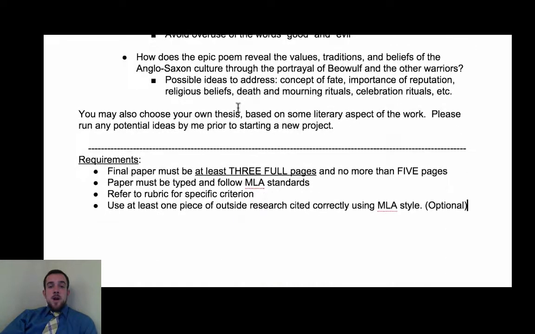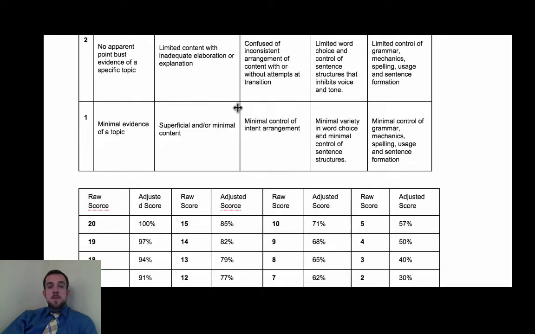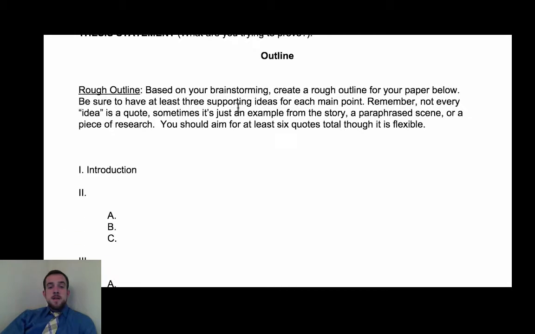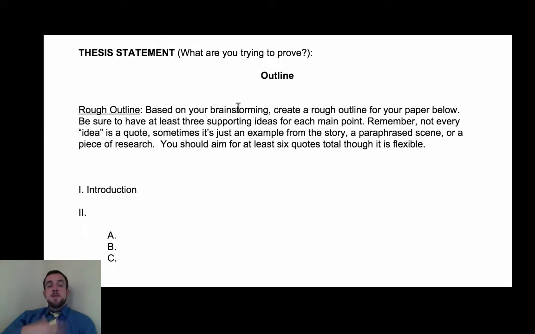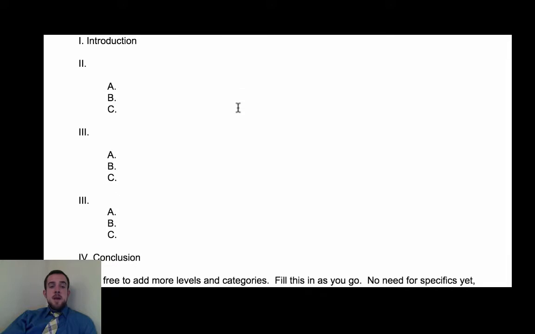Take a look at the requirements below. You'll see that this needs to be between 3 and 5 pages, follow MLA standards, and for those of you a little bit more daring, you can include a piece of research. Now, I'm going to skip the rubric here to the outline. You need a couple things. The first is you need a thesis statement. What is your paper about? As I just went through, some of them write themselves and others require you to do a little bit of creative thinking. Now, in the space below, this is the recommended outline.